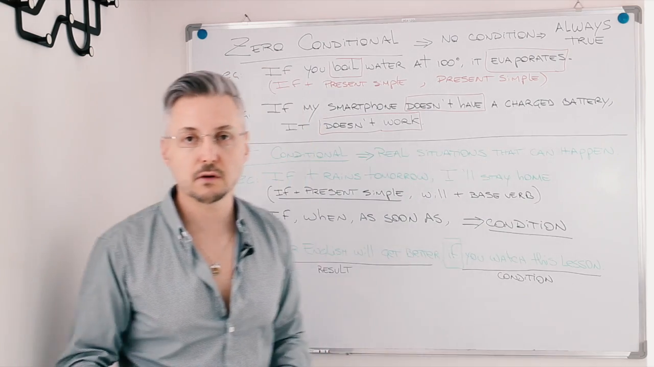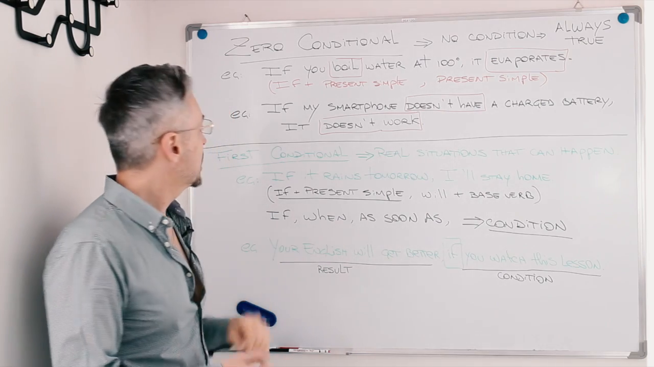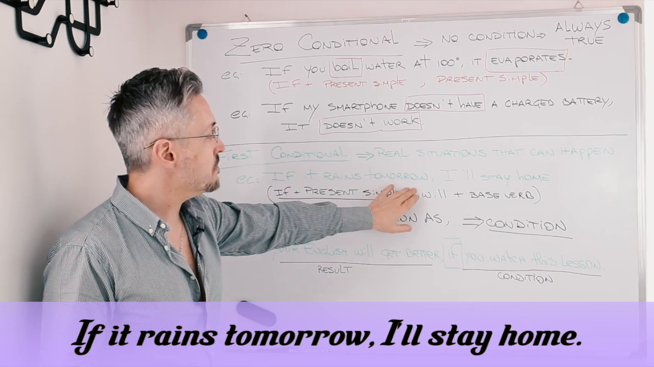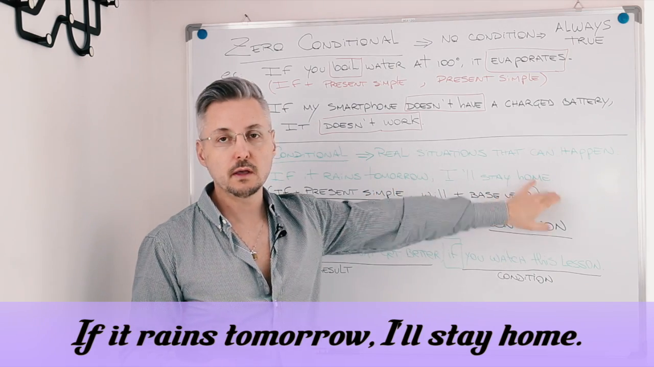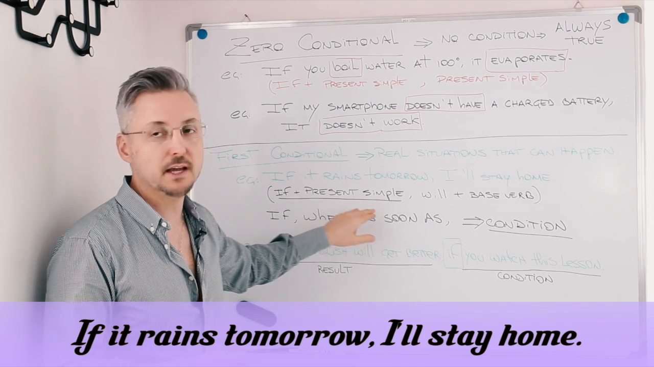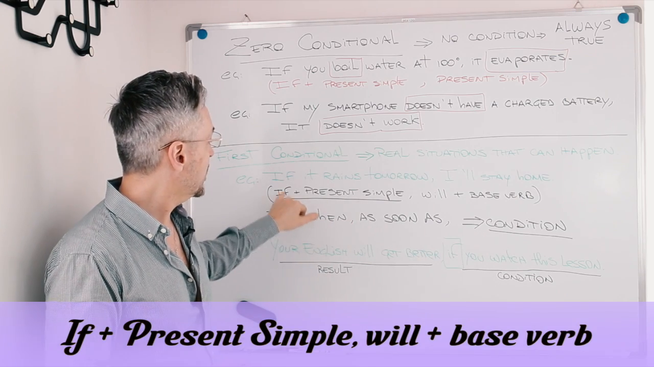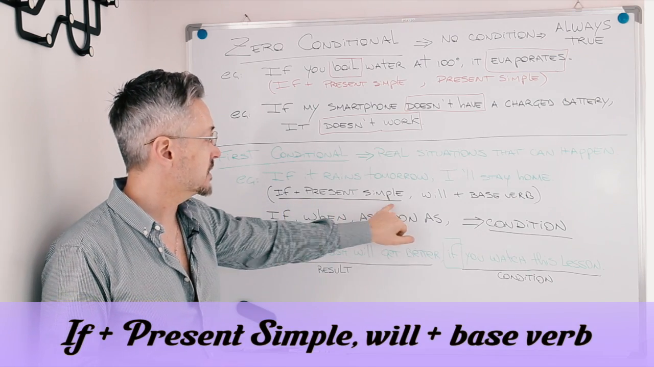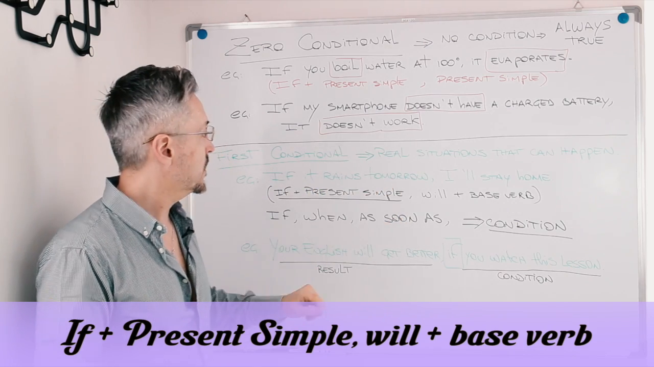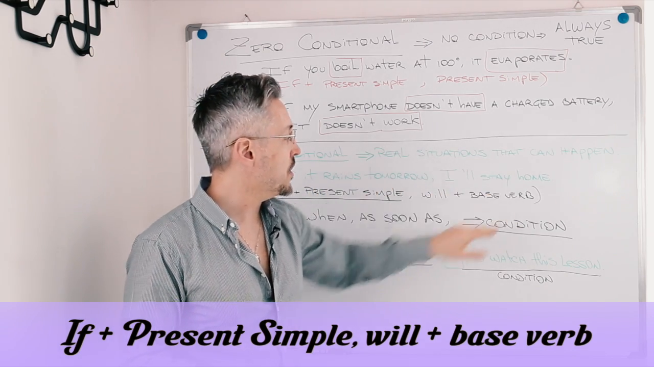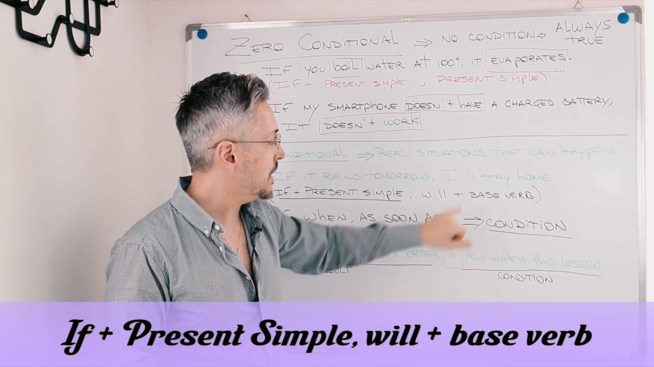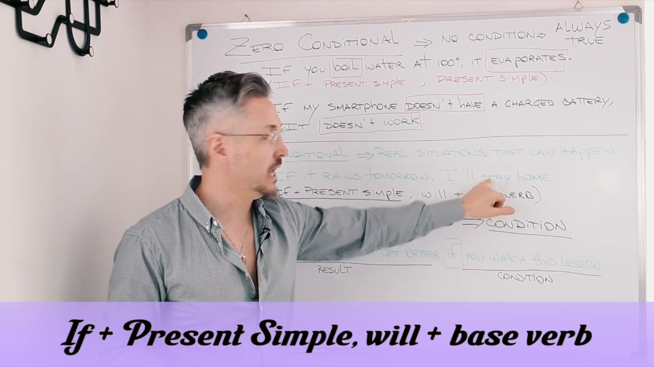And the first conditional is used for real situations that can obviously happen. The example I gave you at the beginning was, if it rains tomorrow, I'll stay home. And you can see that the first part, which is the condition, is if followed by present simple. If it rains tomorrow, I'll stay home. So will, the auxiliary will, plus the base of the verb, stay.